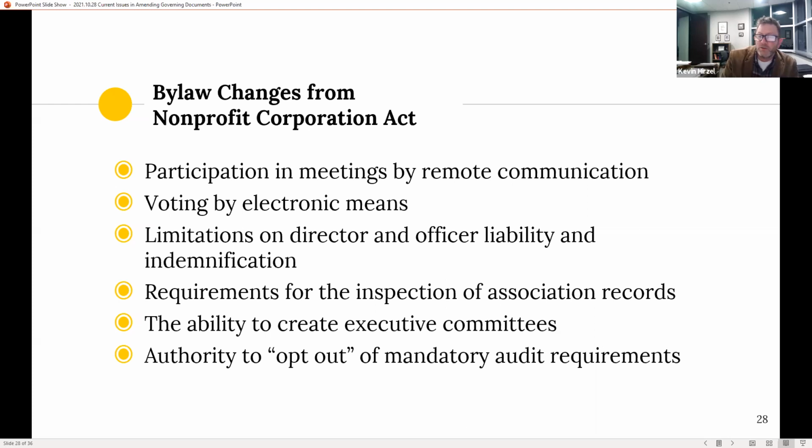There have been changes in law regarding inspection of association records, the ability to create executive committees. And these are committees that don't necessarily have to report completely to the board of directors, although they do require a member of the board to be on them. And then especially in the condominium setting, the authority and the ability of an association to opt out of an otherwise mandatory annual audit or review requirement. Each of these things, if your documents and bylaws have not been updated within the past 5 or so years, you're probably not capturing these changes. And part of the reason these changes were made is they help increase the efficiency of the company itself and how it functions and operates.